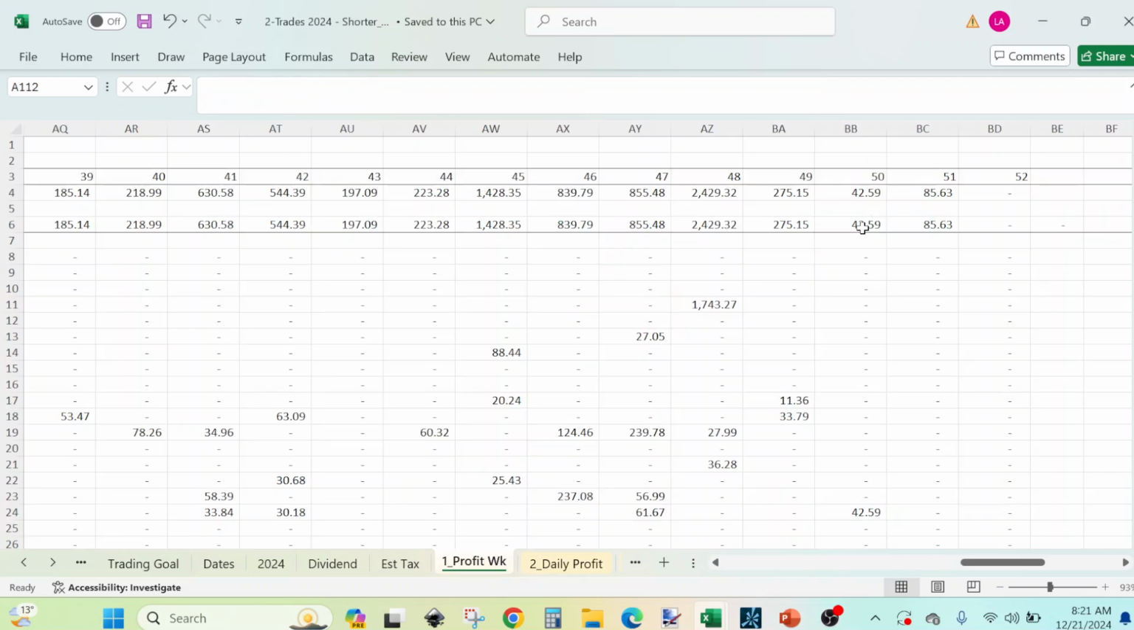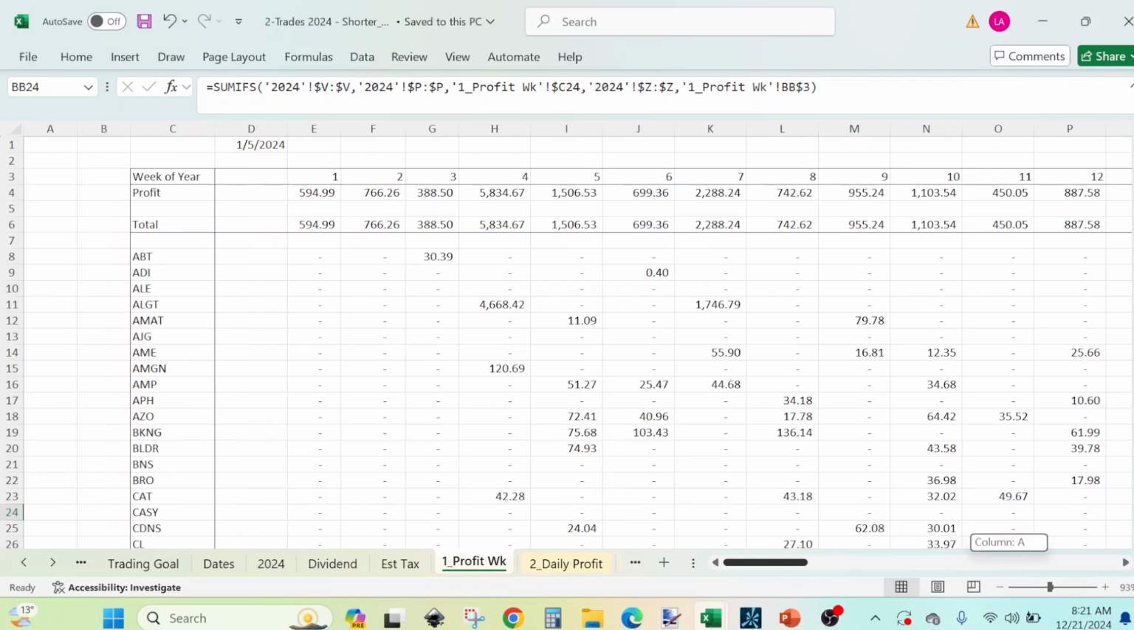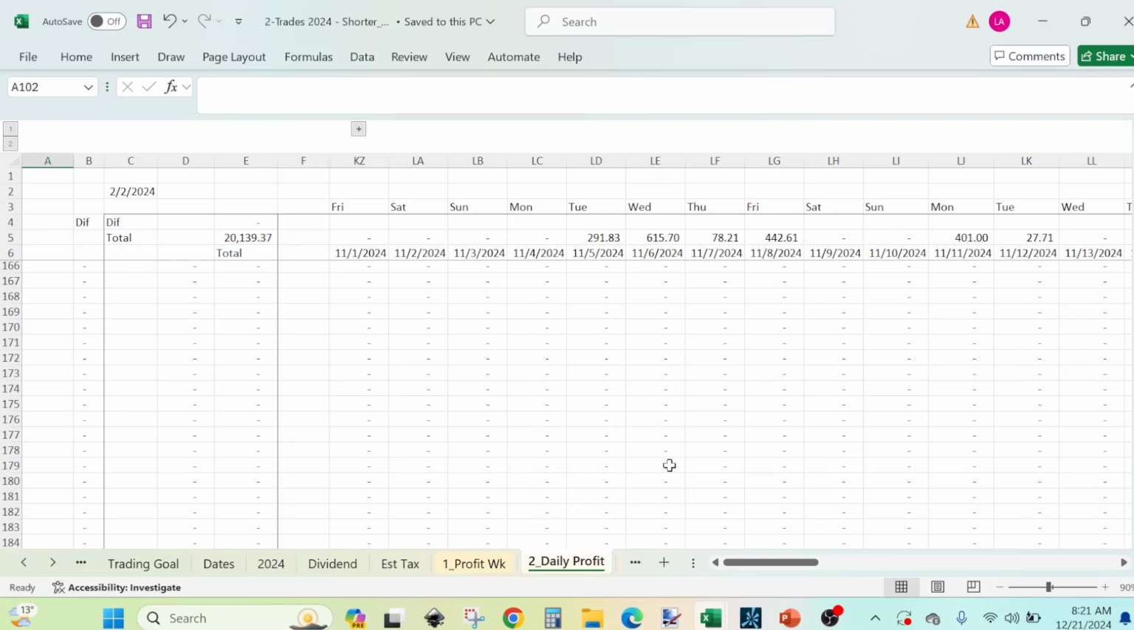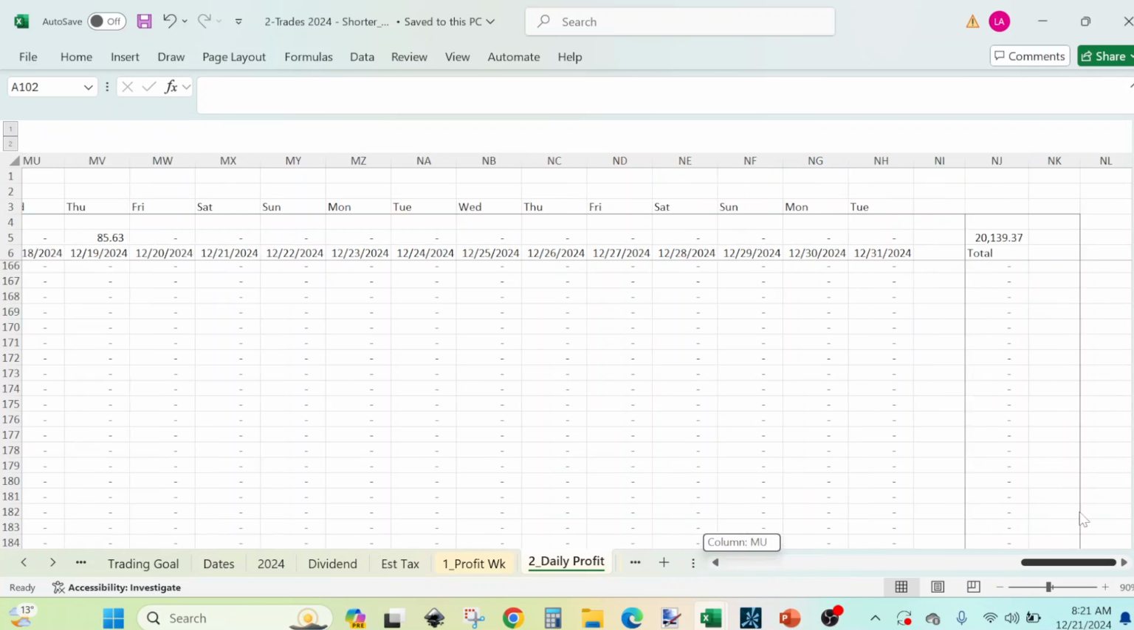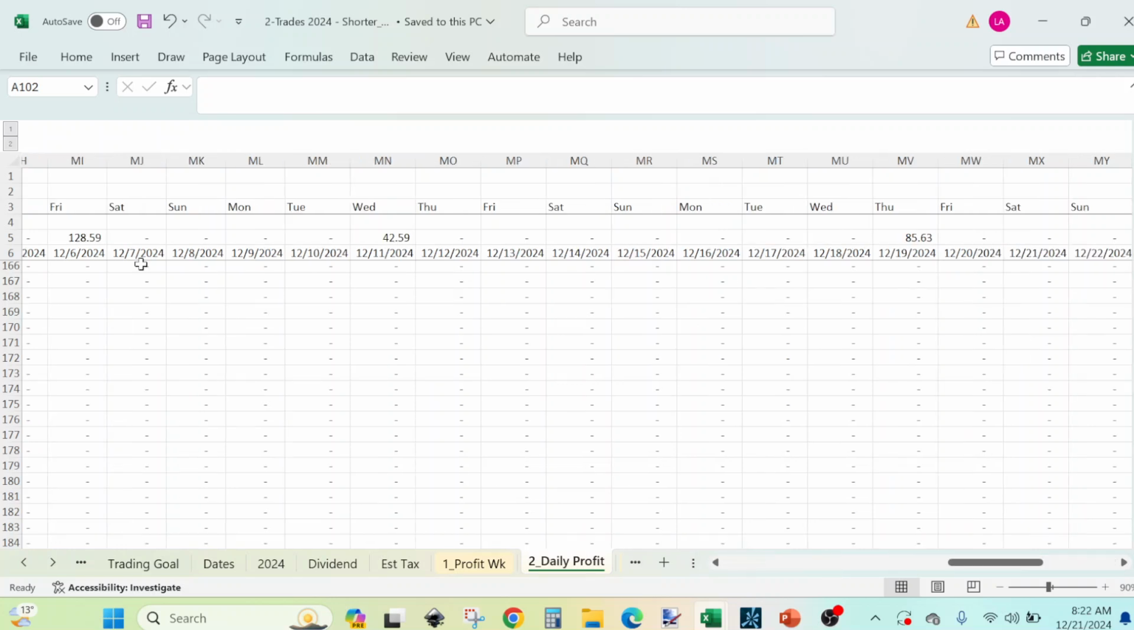Week 50, which is last week, we have a profit of $42.59, and let's see, that could be KC. We sold KC, and we bought it for swing trading purposes. So we will go to our daily profit, and we will look at the week. And because we didn't do week 50, we can do week 50 as well.